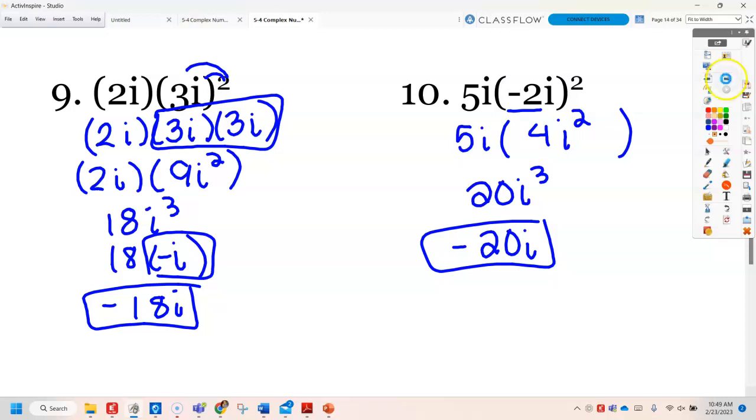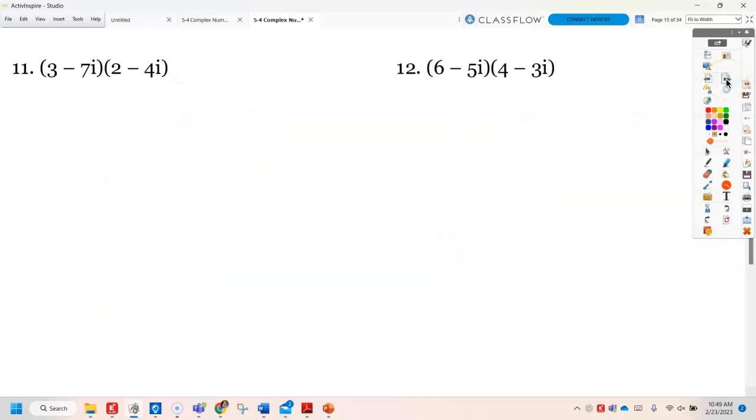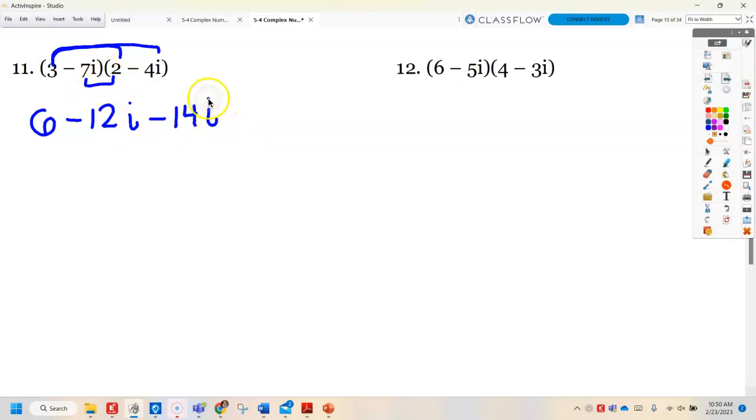The last part is FOIL. So again, a binomial times a binomial says you have to FOIL. So it is first, outer, inner, last. You're going to end up with 4 terms. So 3 times 2 is 6. 3 times negative 4i is negative 12i. Negative 14i. Positive 28i squared.